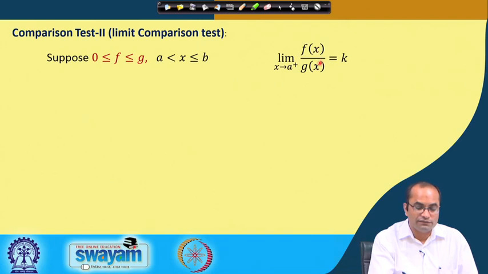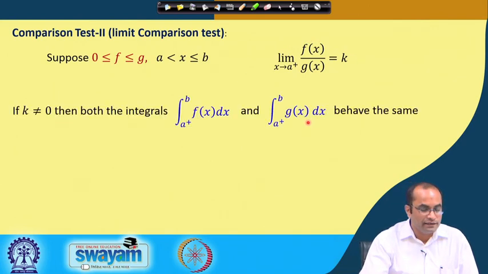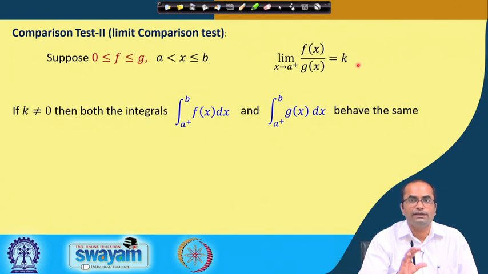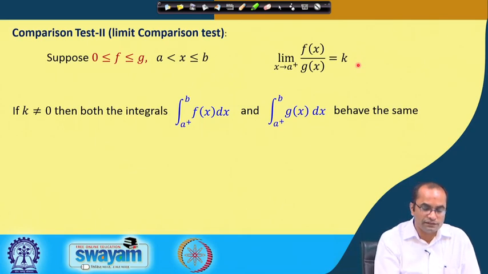In this case we will choose some g for a given f, or the other way around, and compute this limit. Suppose this limit turns out to be k. Then, based on the value of k, we can decide the nature of the integral from the nature of the other integral. So, here for example, if k is not equal to 0.